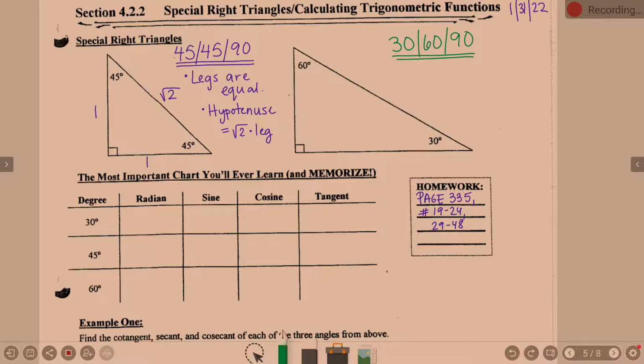And the short leg, we usually use as just a basic measurement of 1. It's kind of the base of this problem. If we know the short leg, then the hypotenuse has a specific relationship to that short leg. And the hypotenuse is twice the length of the short leg. So if I use my measurement of 1 for the short leg, then the hypotenuse is 2 times that. So I am going to say here, hypotenuse is equal to 2 times the short leg.